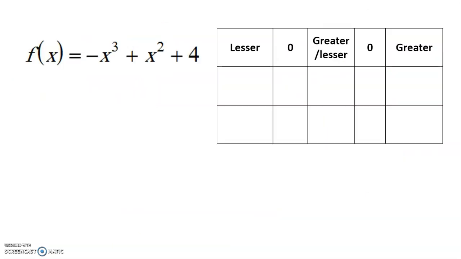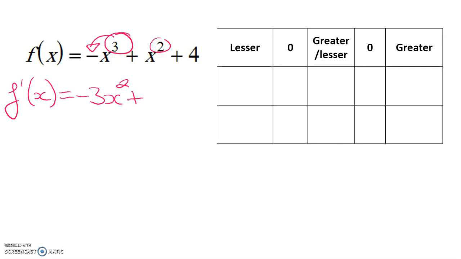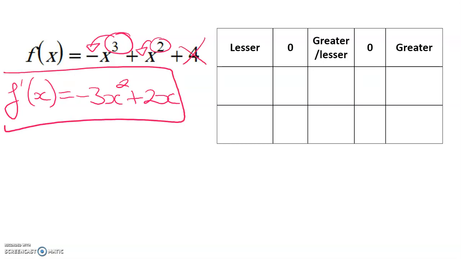So here's another example. It's a higher order function, it's a cubic. So first, same thing, we need to differentiate it. This is using Lagrange notation, so for consistency, I'm going to use the same notation: bring the 3 to the front, multiply it by that coefficient, so it's negative 3x, reduce this power by 1, bring this to the front, and reduce the power by 1, and this one does not have any variables, so that is your differentiated function.